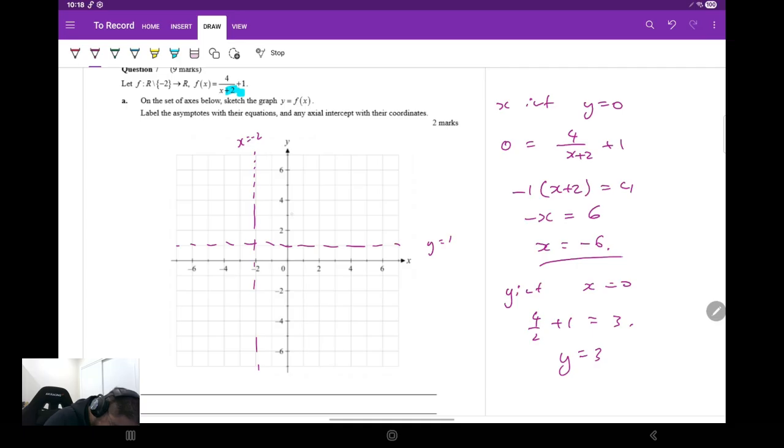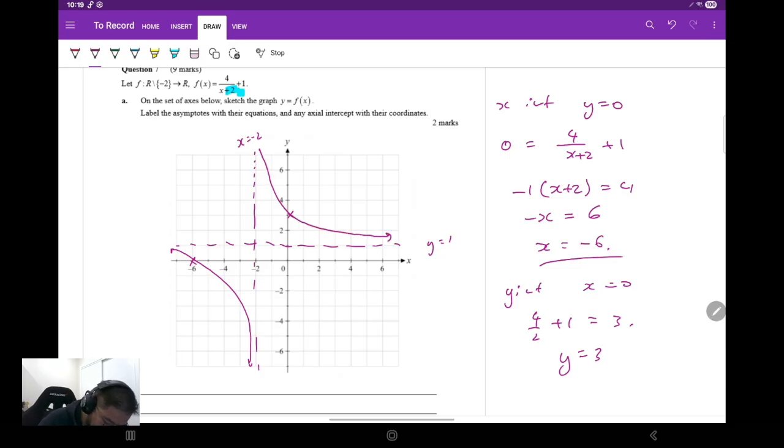So I've got -6 there and 3 there. And my graph will follow that sort of direction, and let's follow there as well.